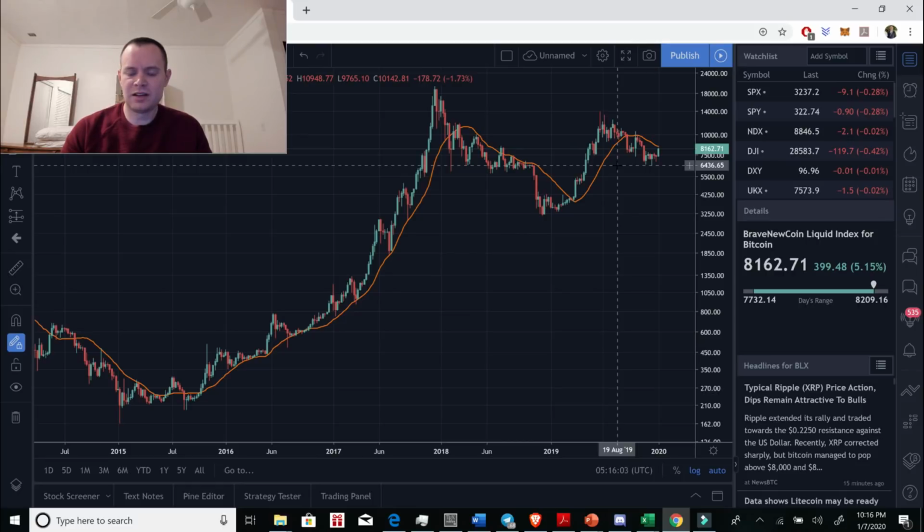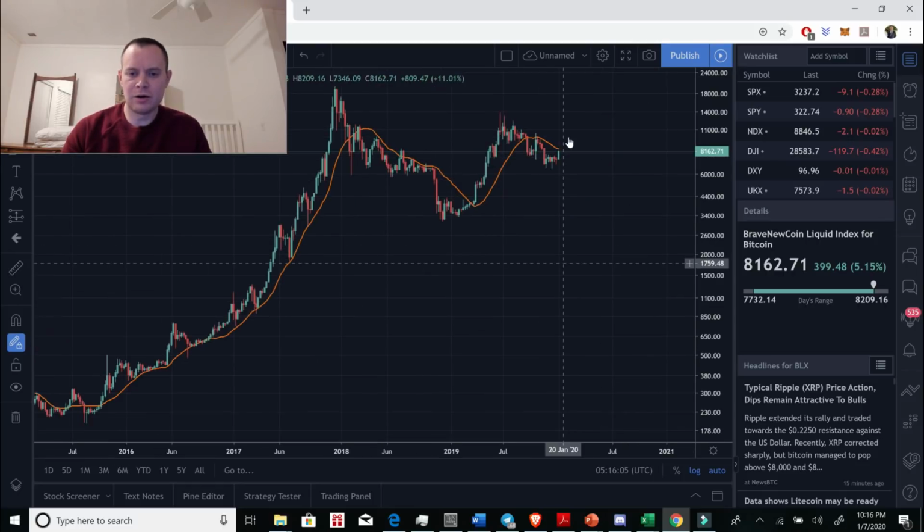So the key thing to consider here is that right now we are coming right up to the 20-week moving average. So it'll be telling, from my viewpoint, whether we hold this as a resistance zone and don't get above it, then we're likely going to be going down, just because we will not have confirmed any type of bullish momentum.